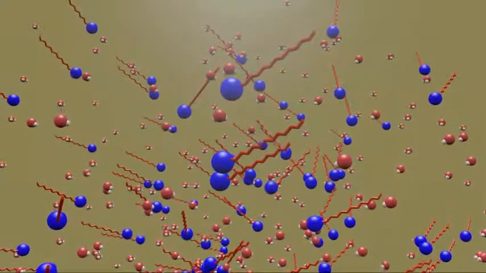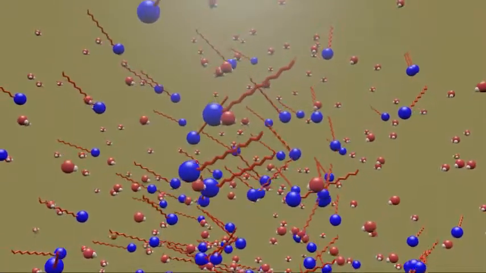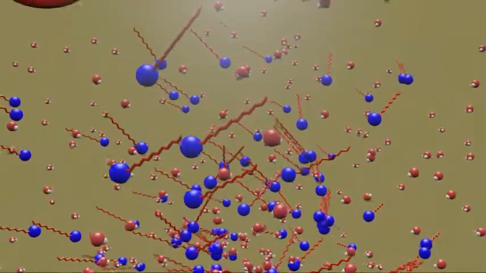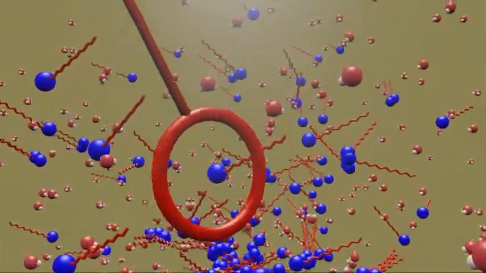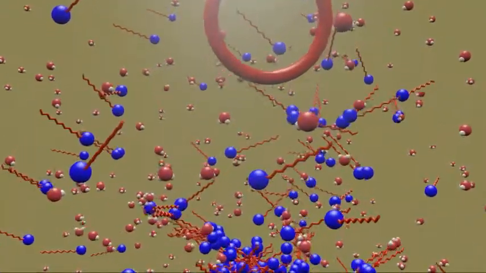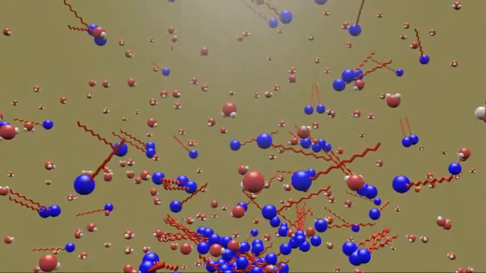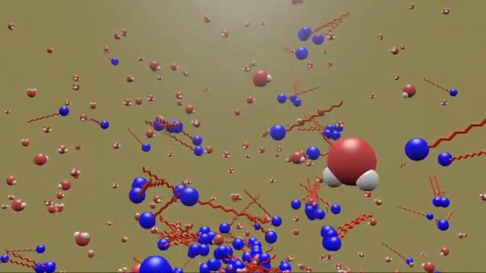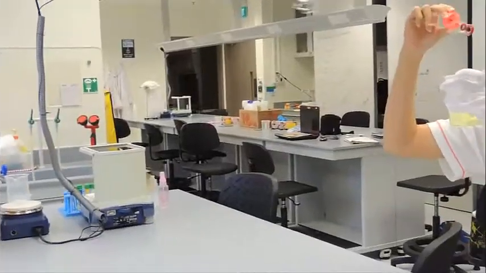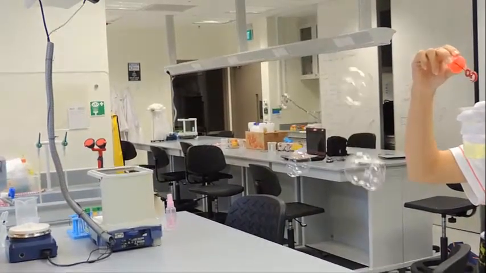Let's have a look at the solution at a molecular level. You can see that the detergent molecules and the water molecules are moving randomly. Now let's blow air through the bubble wand to form the bubbles.